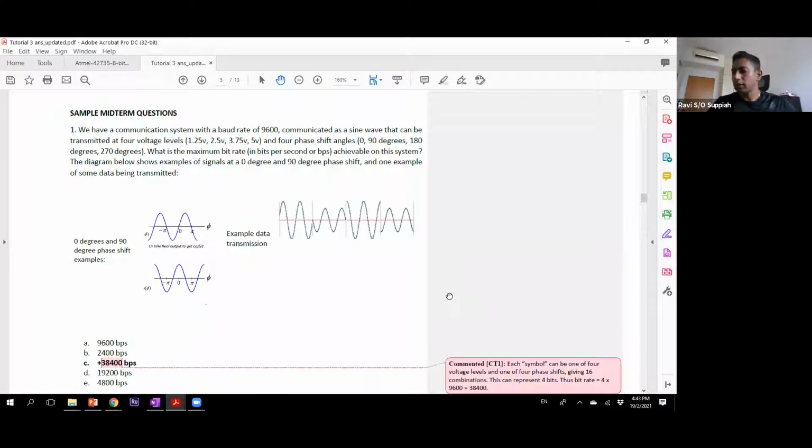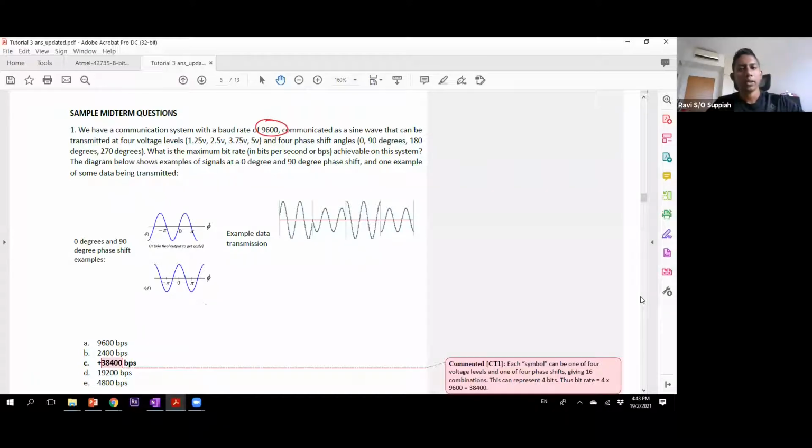So the sample midterm questions, there are a few of them, so let's go through and discuss them. In this first question, we are told that we have a communication system with a baud rate of 9,600, communicated as a sine wave that can be transmitted at 4 voltage levels and 4 phase shift angles. What is the maximum bit rate in bits per second achievable on this system?